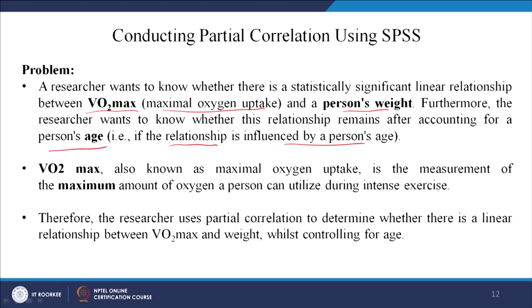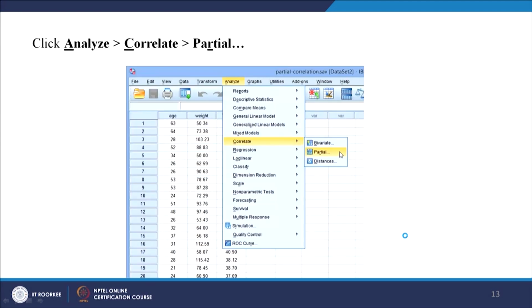Therefore, the researcher uses a partial correlation. Obviously, you have understood now, I want to check the effect of these two by keeping the age as a controlling factor. So, while controlling for age, how do we do it? The steps are shown here, but I will directly show you on the data set that I have brought.